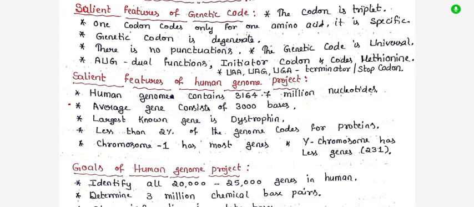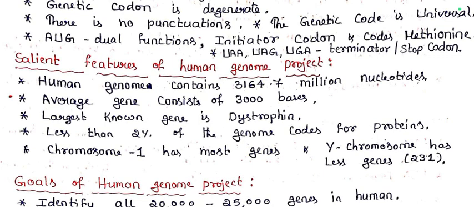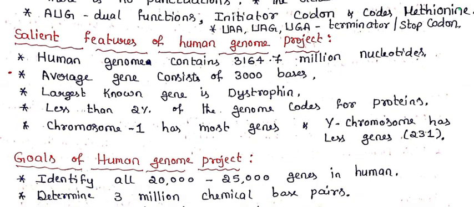In the features of the genetic code, remember the genetic codes are triplet, universal, and specific, and they don't have any punctuations. And AUG, the initiator codon, plays a dual role. It codes for methionine also, and it acts as an initiator codon. And there are three codons, UAA, UAG, and UGA. They are the terminator codons or stop codons.